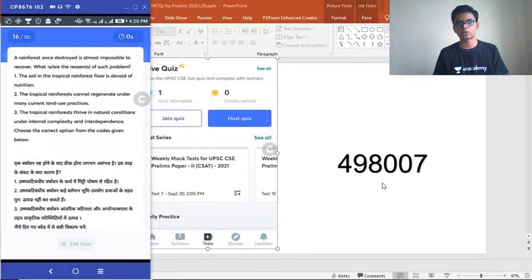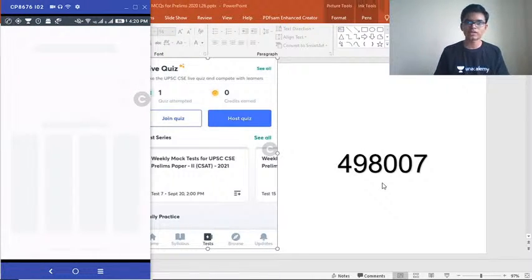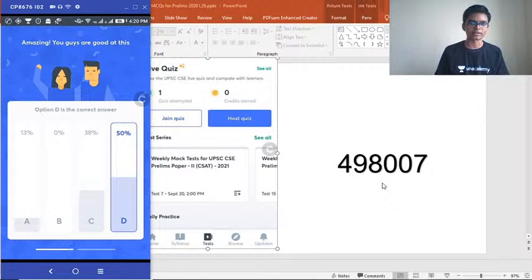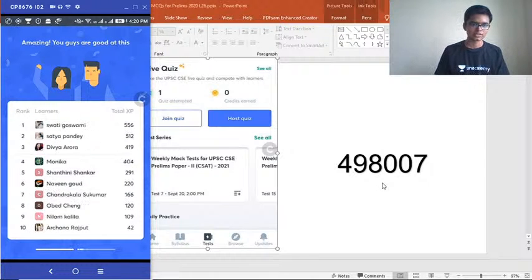Yeah, time's up for question 16. Very interesting question also, and the correct answer is option D. All are correct. 50% of you getting it. Swati, Satya, Divya are topping the quiz at the moment.